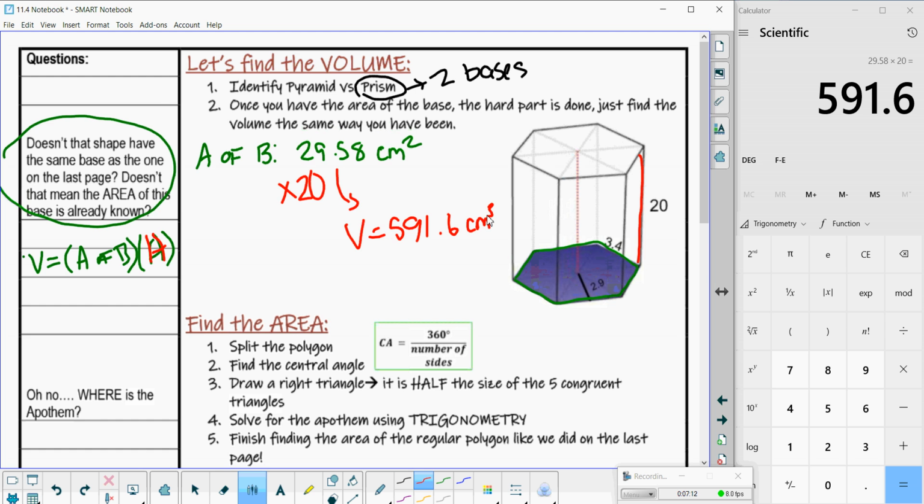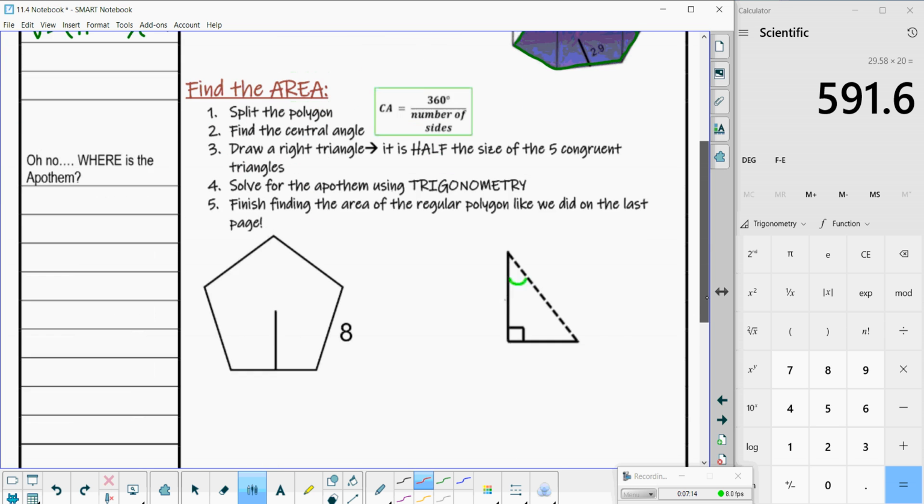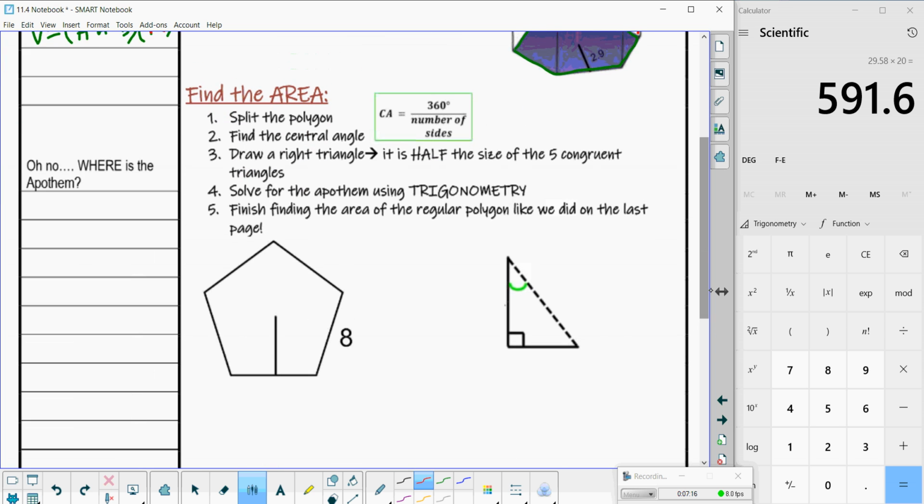All right. So now we have another example. Find the area. So first of all, let's just look at our polygon here. So 1, 2, 3, 4, 5 sides. Okay, and so we have a pentagon. I'm going to make note of that. 5 sides.